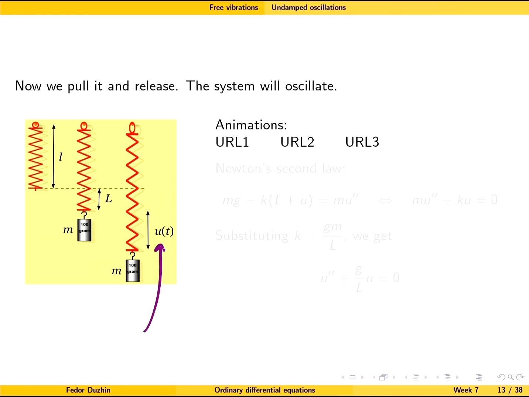So we have the length of the unstrained spring. Then when we attach the object to it, it strains it a little bit. That additional displacement is called L capital. But then when we pull it a little bit further and release, it's going to start oscillating. The magnitude of oscillation at time t is going to be denoted by u of t, right? So u of t is going to be positive or negative, right? Positive u of t means that it goes down, negative means it goes up, or vice versa.